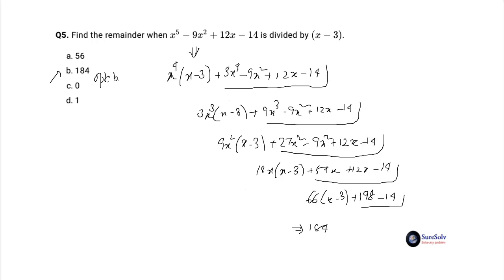At the first step of this quick method, it will be 3x to the power 4. At the second step, 9x cubed. At the third step, 27x square minus 9x square, that is 18x square. At the fourth step, 54x plus 12x, that is 66x. And at the last step, 198 minus 14, that is 184. Important concepts and techniques used for solving the problem are continued factor extraction method and division and remainder concepts. This method is apparently time consuming, but with practice, it can be done quite fast.